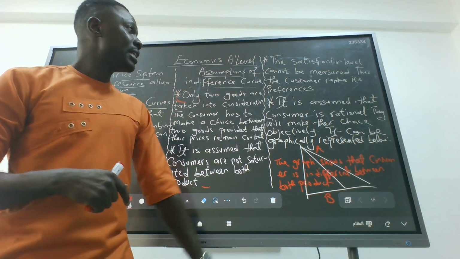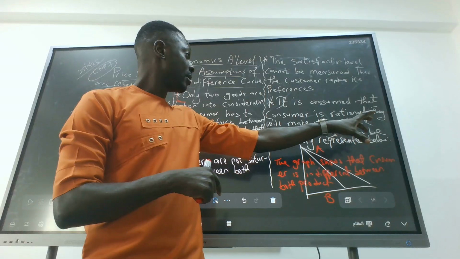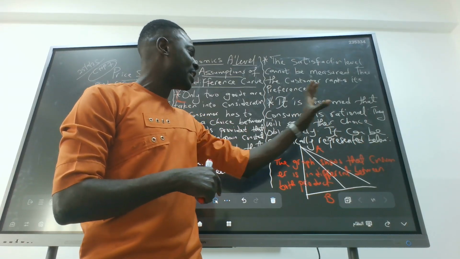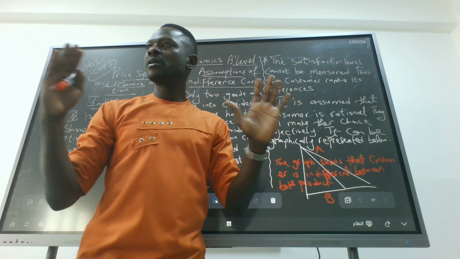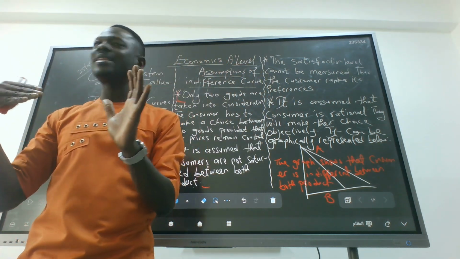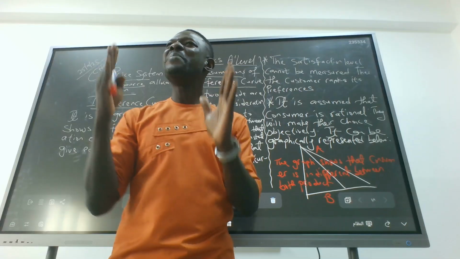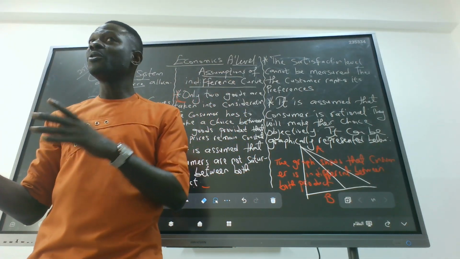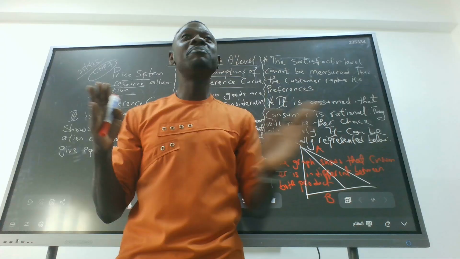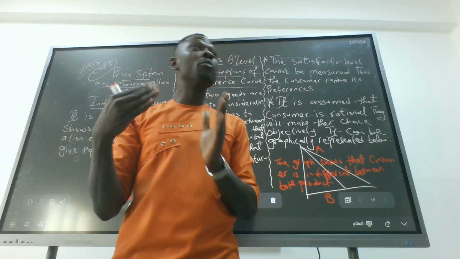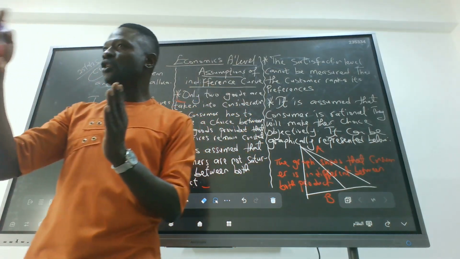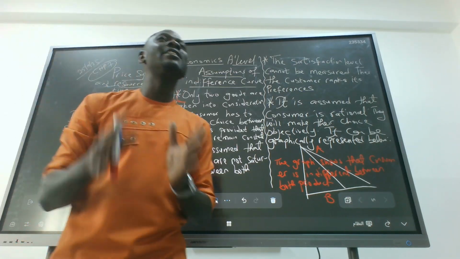And the last one, it is assumed that the consumer is rational. They will make their choice objectively. A rational consumer is a consumer that consumes a product based on satisfaction. So you are not subjective, you are objective making your choice. And when you are objective, it simply means you are making that choice based on your needs.